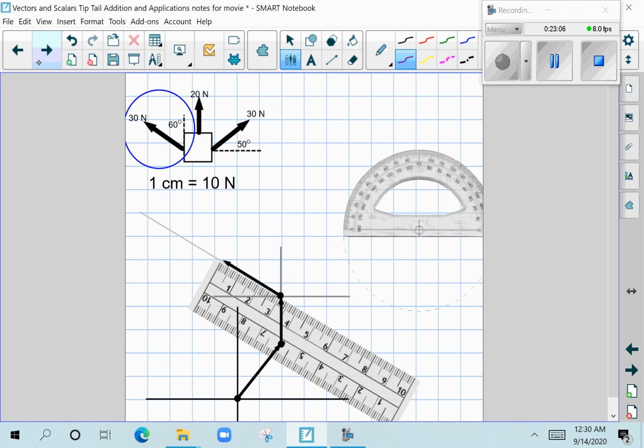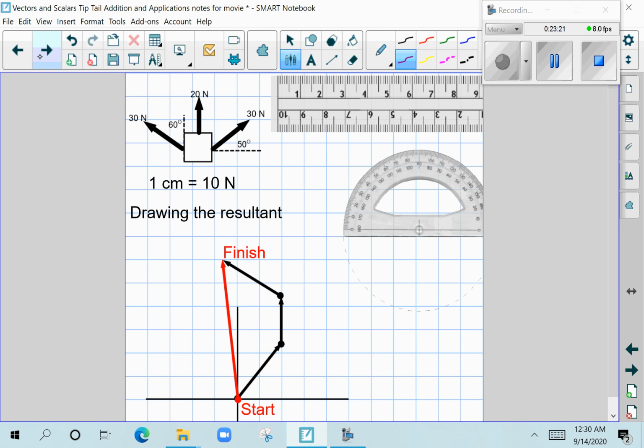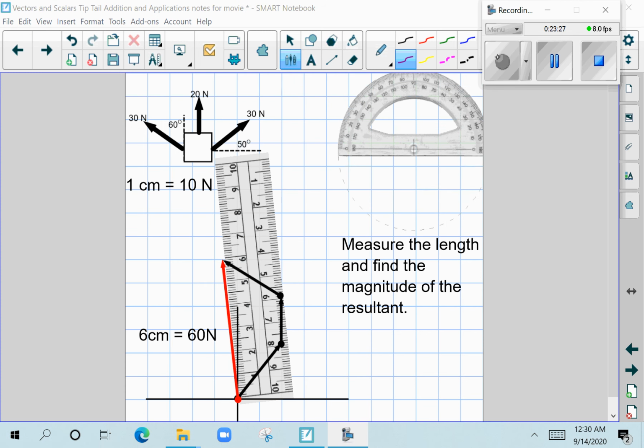I now have all my vectors done, so I can now go from start to finish to find out my resultant. Now I can simply use my ruler to measure its length. And simply using the ruler, I can see that's approximately 6 centimeters, so that's going to be 60 newtons.